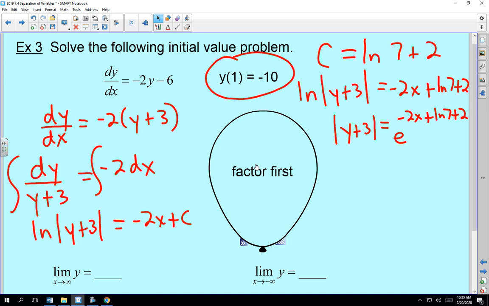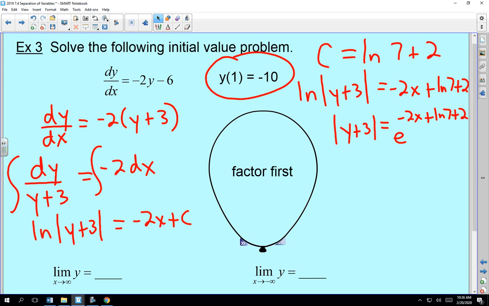An exponential function. Are there any domain restrictions on this guy? Are we a nice continuous curve? If you were to graph this function, it's a nice continuous curve. There aren't any issues. You can go ahead and drop the absolute value here. So if we drop it, we got y plus 3.